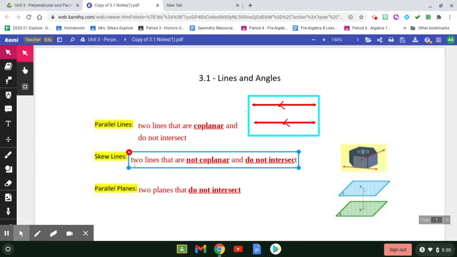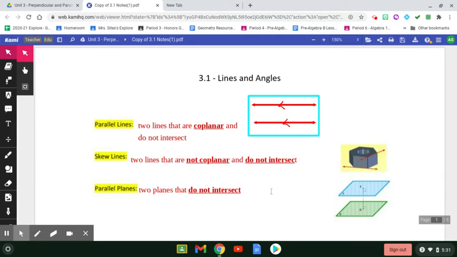Now, skew lines, which we've talked about before, are two lines that are not coplanar, so not in the same plane, and they do not intersect. If we take a look at this picture that's already drawn for you on your note taker, the line at the bottom of the shape and the line at the top of the shape are clearly on two different planes and they are not intersecting. So therefore they are skew lines. Again, you want to write down this definition: two lines that are not coplanar and do not intersect.